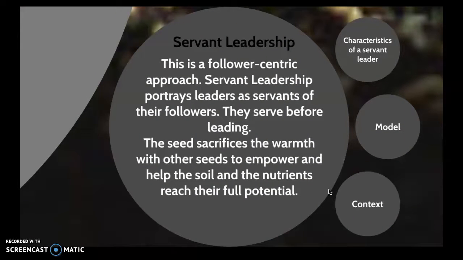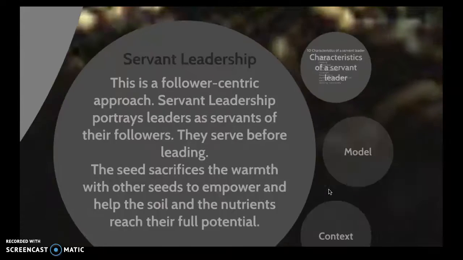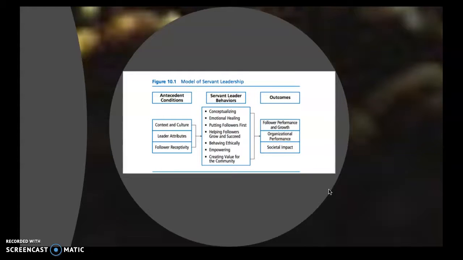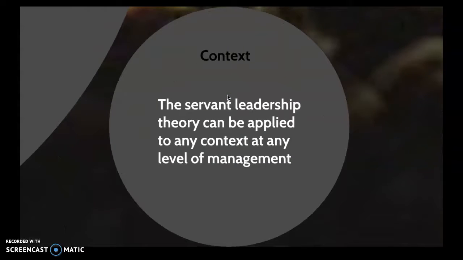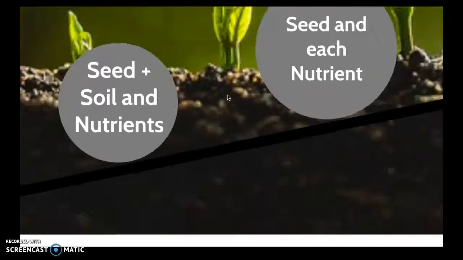So servant leadership is a follower-centric approach, and it portrays how leaders serve first, serve before leading. And these are the characteristics of a servant leader, and it requires three conditions: antecedent conditions, which influence the behaviors of the leaders, and also we have outcomes after applying those behaviors to followers. And it can be applied everywhere in any context.